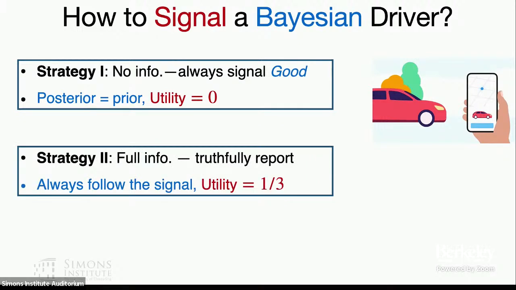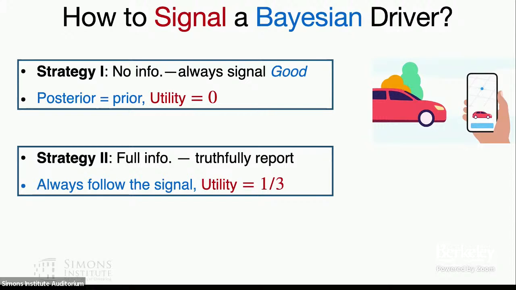Now consider a second strategy, in which the platform truthfully reports the type of the customer. That is, if the customer is indeed a good tipper, then the signal is G. Otherwise, the signal is B. Then, from the perspective of the driver, the optimal way is to just follow directly the signal.